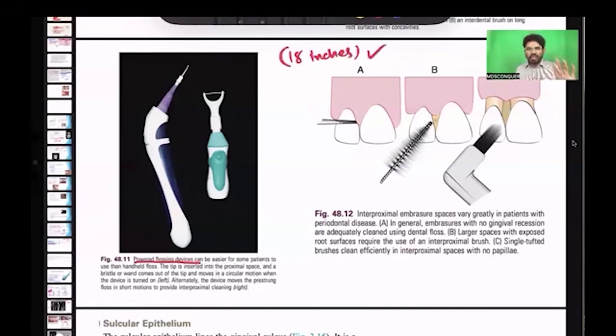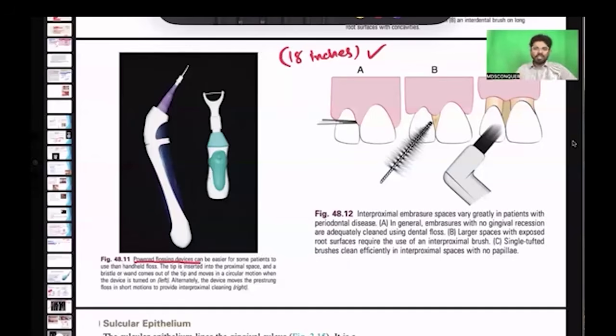So 18 inches is a very frequently asked question in pedo; this question was already discussed in the class. But a few patients are not comfortable with this hand flossing technique, the loop technique. All these techniques will be there, so it's very difficult for them to do this. So for such patients, they have invented something.